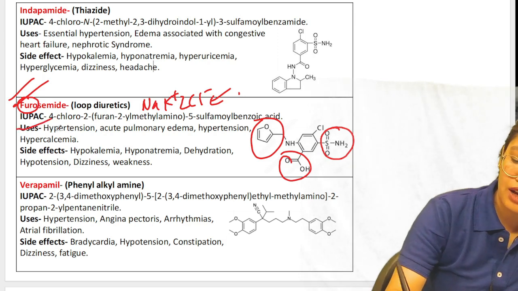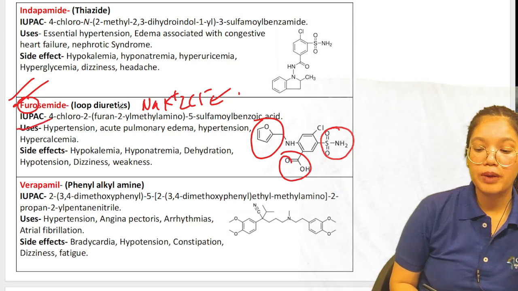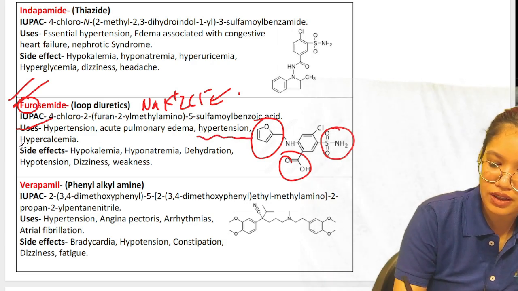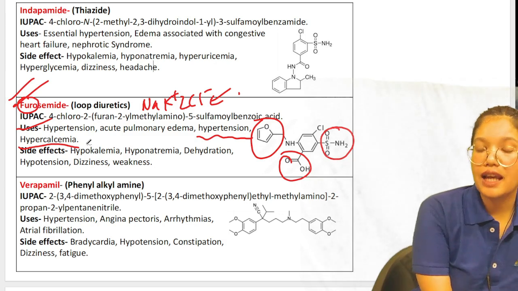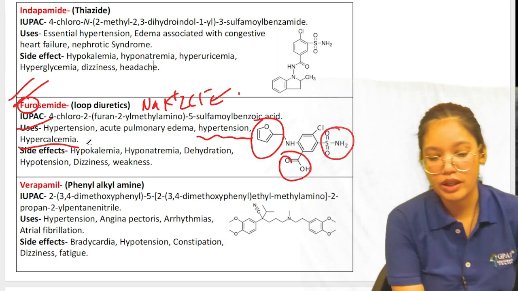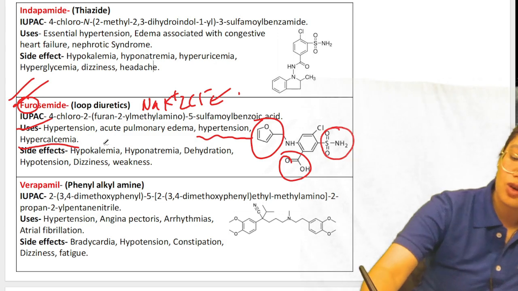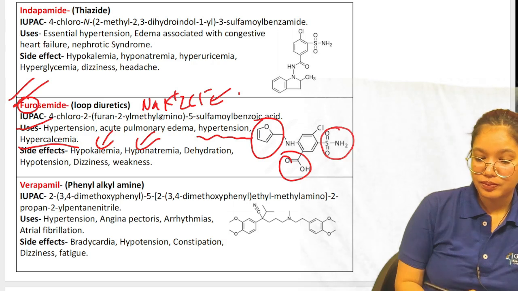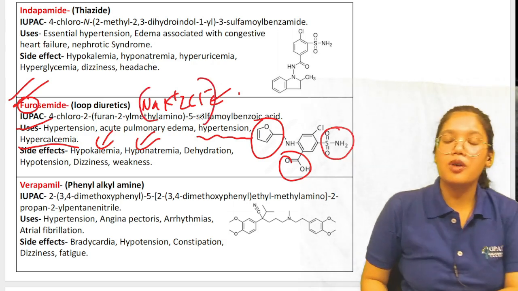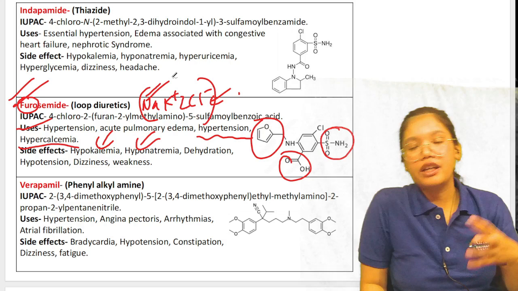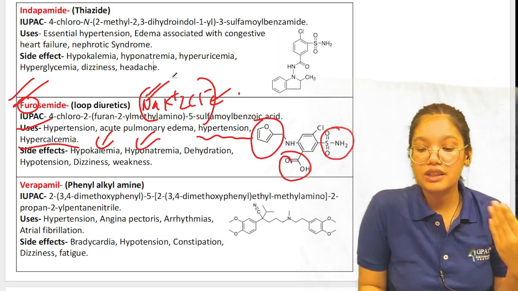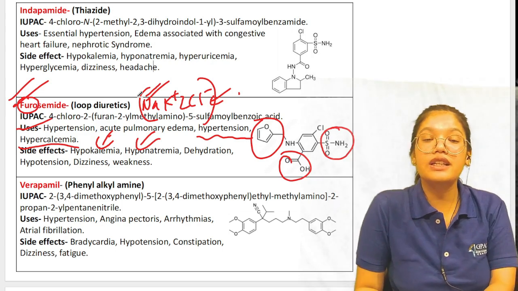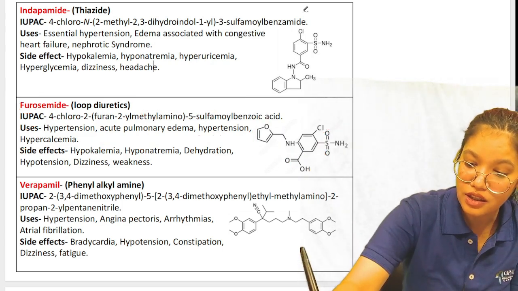Now, next we have the uses: hypertension, acute pulmonary edema, then hypertension, already discussed that. Then hypercalcemia, the increased calcium level, it can be helpful. Okay. Now the side effects, this can also cause the hypokalemia condition. Then hyponatremia. Okay, as this co-transporter is blocked, it will result in decrease in the reabsorption of sodium, so hyponatremia. Then decrease in the level of the potassium, that's why hypokalemia. Then dehydration, hypotension, dizziness, weakness, all that can be caused by this furosemide.